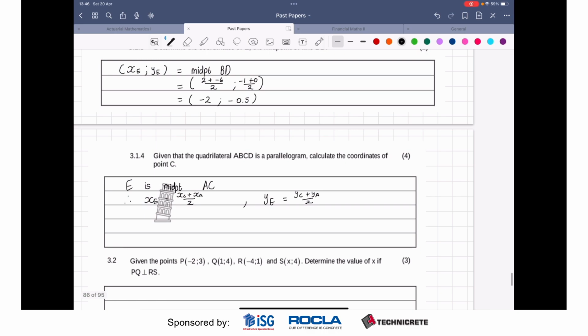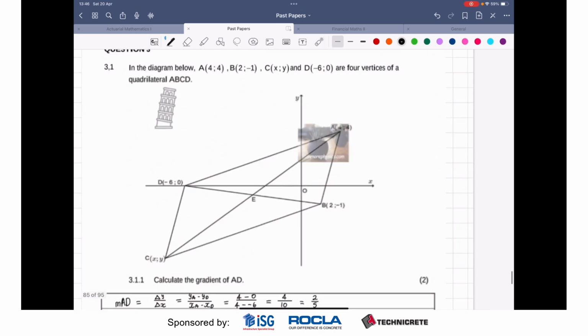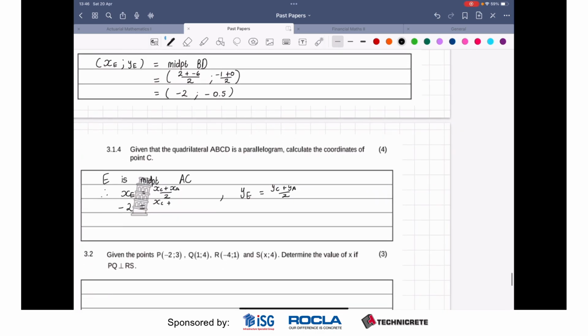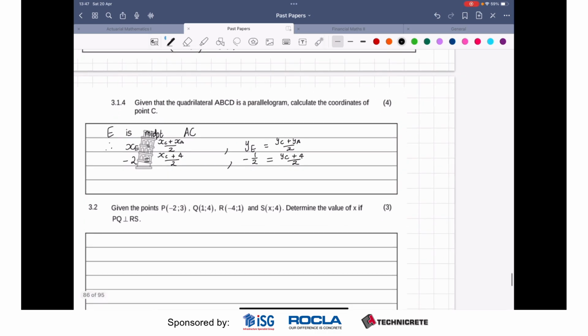So my x of E was minus 2, x of C is what we're trying to find, and the x of A is 4, over 2. And then y of E we found was minus a half, y of C is what we're trying to find, y of A is 4, over 2. Okay, then I solve for x on this one and I solve for y on this one.